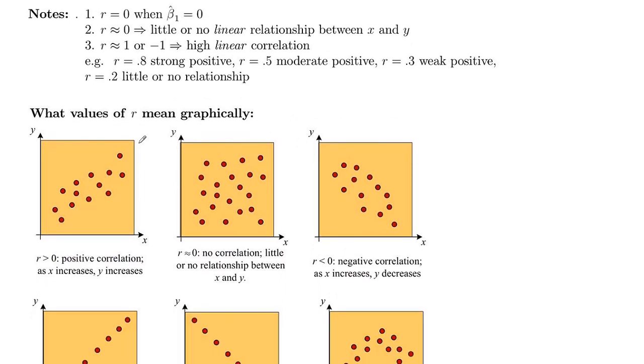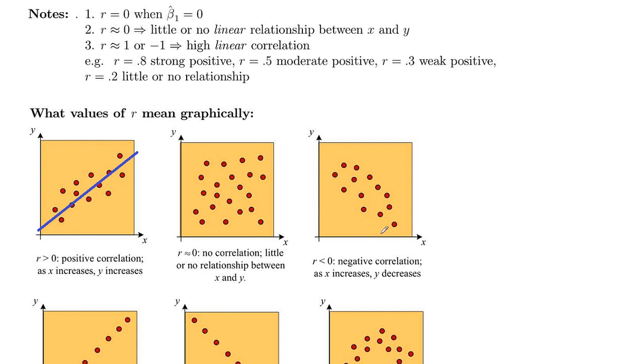So here are some pictures of what these mean graphically. Here's a scatter plot. We can tell that r is greater than 0 because our regression line will slope up from left to right. So it's going to be a positive correlation. As x increases, y increases. If we were to sketch our least squares line, it would look something like this. And then here, there really is not a linear relationship. This is going to be a case where r is really close to 0, little or no correlation, no relationship between x and y.